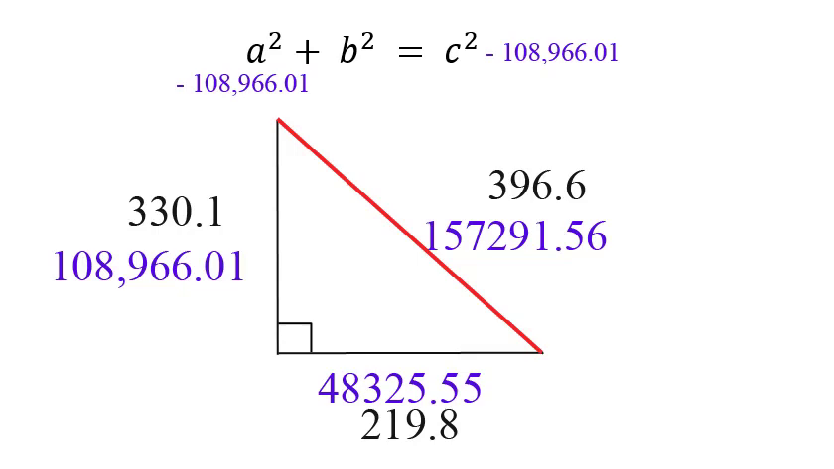Just as a brief review, we take this value, 157,291.56, and we subtract the value of 108,966.01. That gives us 48,325.55. And we get the square root of that, which is 219.8, and that's our answer.